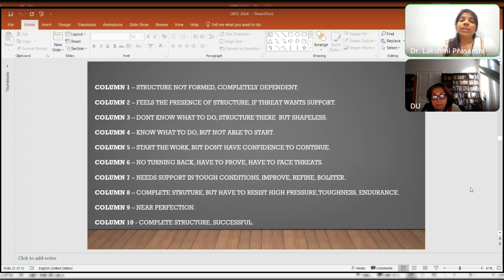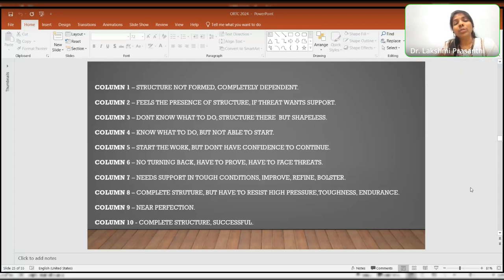Gradually, this happens, that you come into a lot of stress. You have to maintain the confidence. You need support in some tough conditions. And you need to have resistance for a lot of high pressures, toughness, endurance, till you reach column 10, which is the complete structure, the successful stage. And now what happens is that after the 10th stage, you have to reach the other side, which is the downfall.